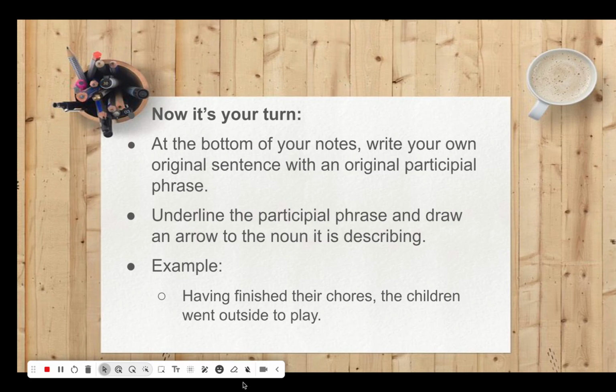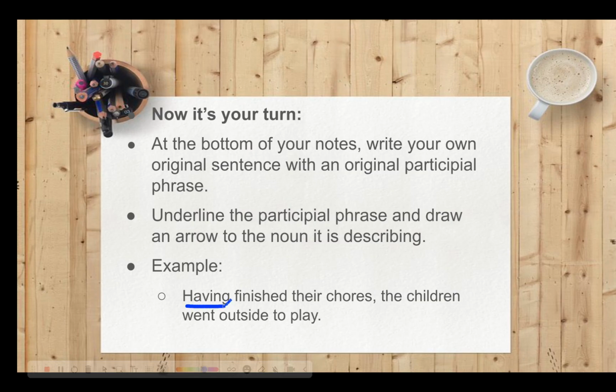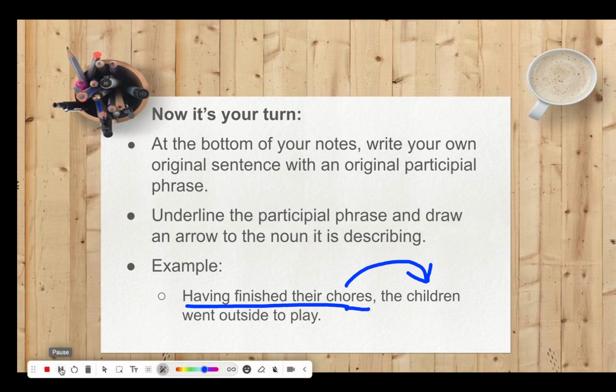Now it's your turn. At the bottom of your notes, write your own sentences with a participial phrase. So I want you to underline the participial phrase and draw an arrow to the noun it is describing. For instance, like here, having finished their chores. This is my participial phrase, so I will underline it. Who finished their chores? The children. Draw an arrow to the noun it is describing. Went outside to play. Do not write my sentence. Write your own sentence. Okay, that's it. And I hope this makes sense. Let me know if you have any questions.